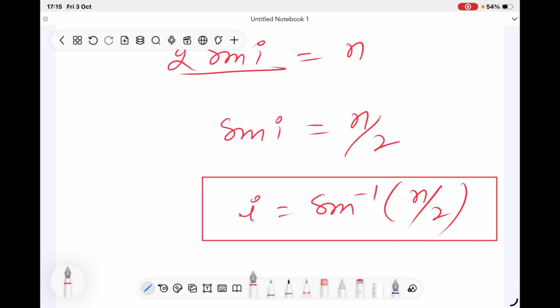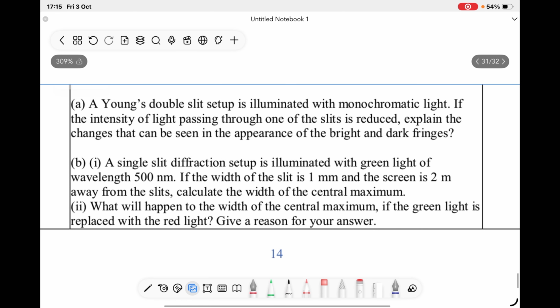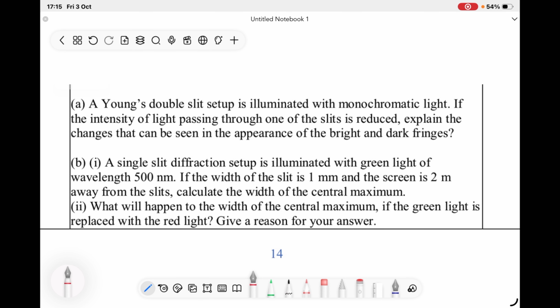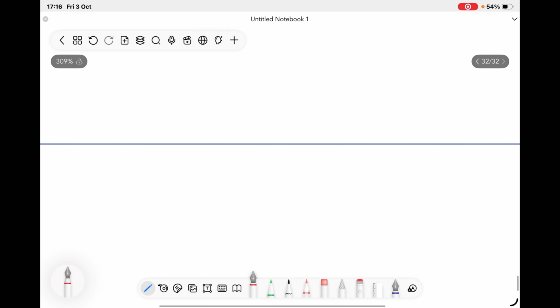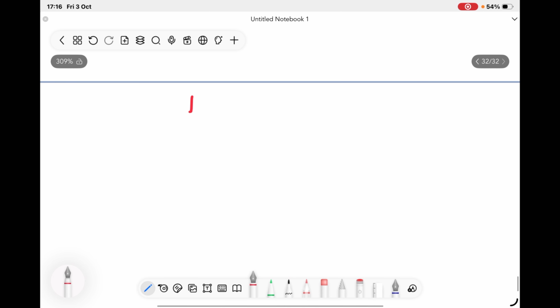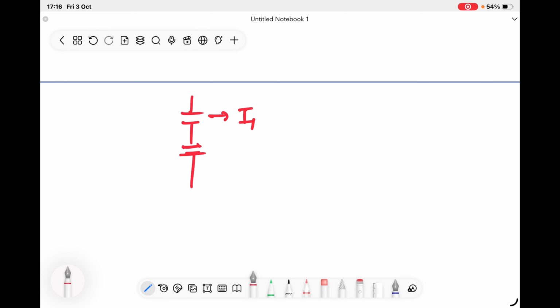Now let us see the next question. Yes, this is the question. A Young's double slit setup is illuminated with monochromatic light. If the intensity of light passing through one of the slit is reduced, explain the changes that can be seen in appearance of bright and dark fringes. So in Young's double slit experiment, what happens? Generally, we take both the intensities equal. I1 is I and I2 is also I or I naught.